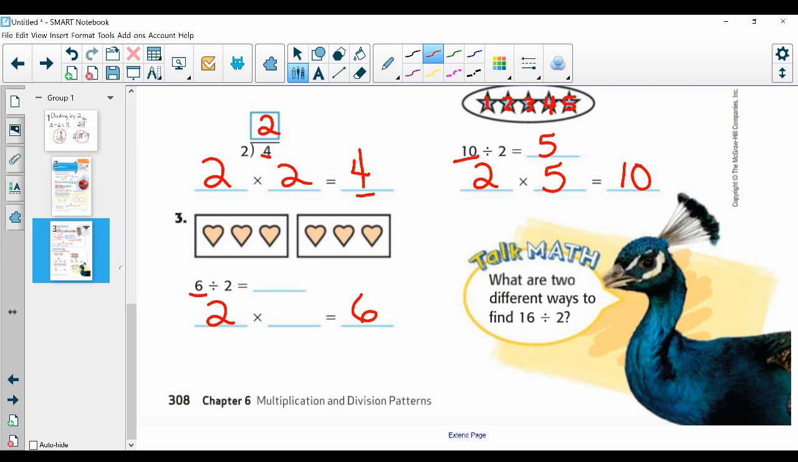So I can count the hearts in each group. 1, 2, 3. 1, 2, 3. And so I have 3 hearts in each group. So 6 divided by 2 equals 3. 2 times 3 equals 6. Okay, and that is how you divide by 2.